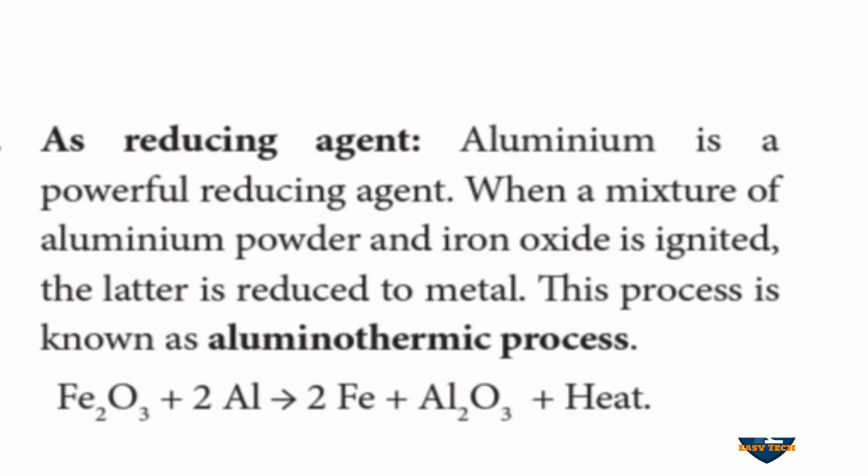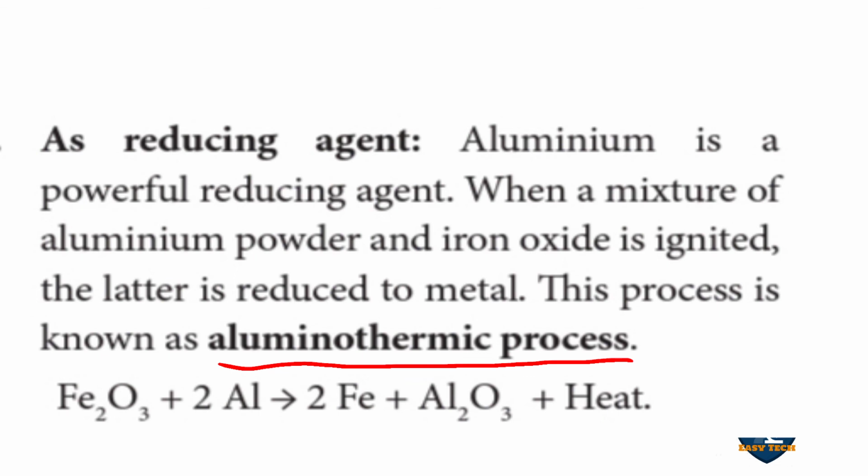Aluminium as a reducing agent. Aluminium is a powerful reducing agent. When a mixture of aluminium powder and iron oxide is ignited, the latter is reduced to metal. This process is called the aluminothermic process. So the iron oxide is heated with aluminium powder, and the metal is reduced. That is called the aluminothermic process. They may ask this in your 2 marks. This is nothing but the welding procedure.